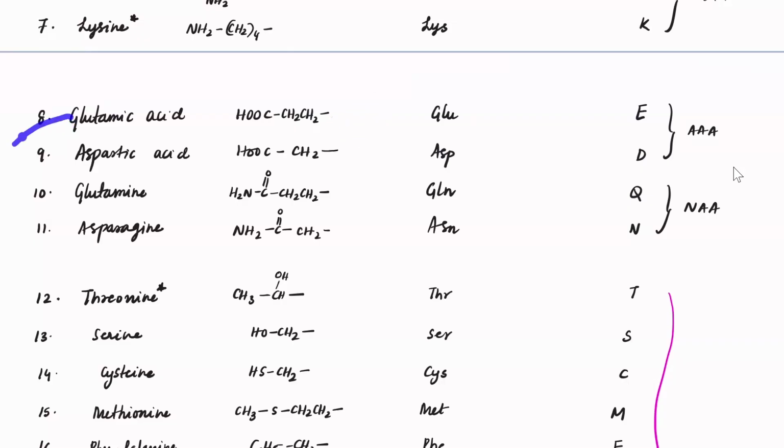Then if you simply turn this glutamic acid into an amide form, that is called glutamine, and aspartic acid, if you convert it into an amide form, it is called asparagine. So it is GLN and ASN. Same GLU becomes GLN, ASP becomes ASN, and GLN is Q, ASN is N. So these are also neutral amino acids.